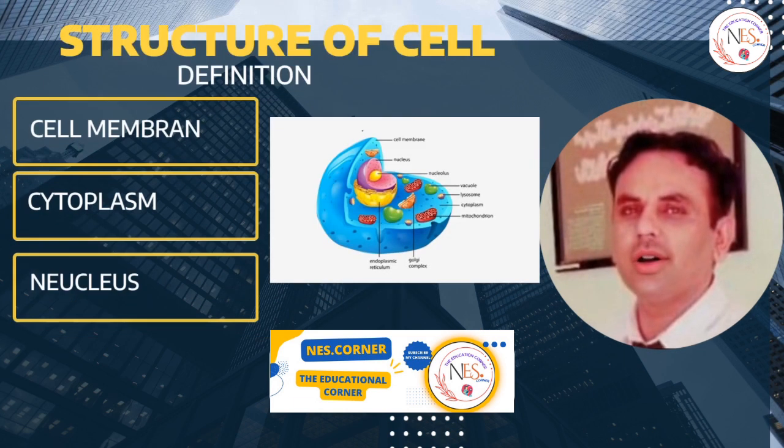The human cell is composed of 3 parts: first, the cell membrane; second, the cytoplasm; and third, the nucleus. The first one, the cell membrane, is an outer covering layer which separates the internal environment of the cell and the external environment of the cell. The cell membrane is also called the plasma membrane, which acts as the semi-permeable membrane of the cell.